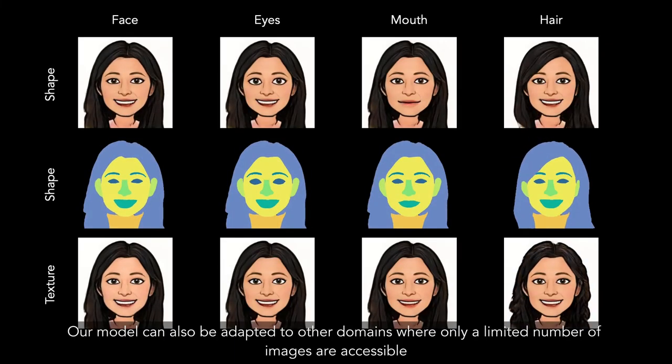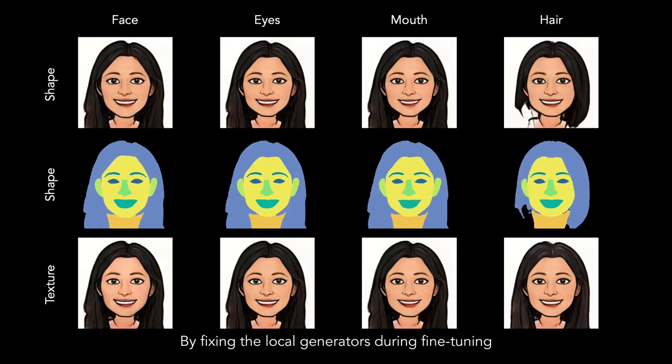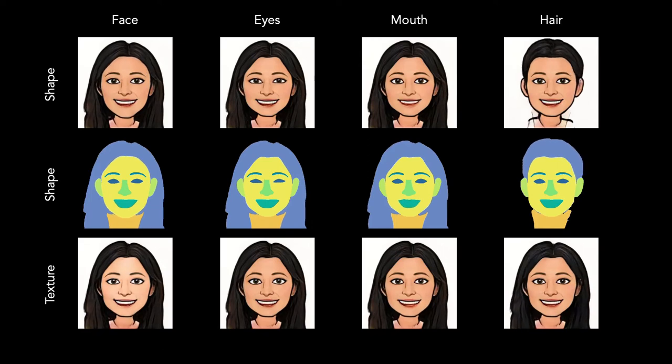Our model can also be adapted to other domains where only a limited number of images are accessible. By fixing the local generators during fine-tuning, the model is able to preserve the spatial disentanglement after adaptation.